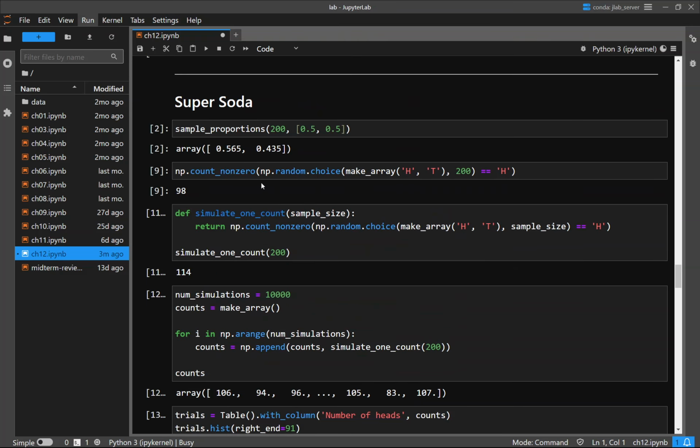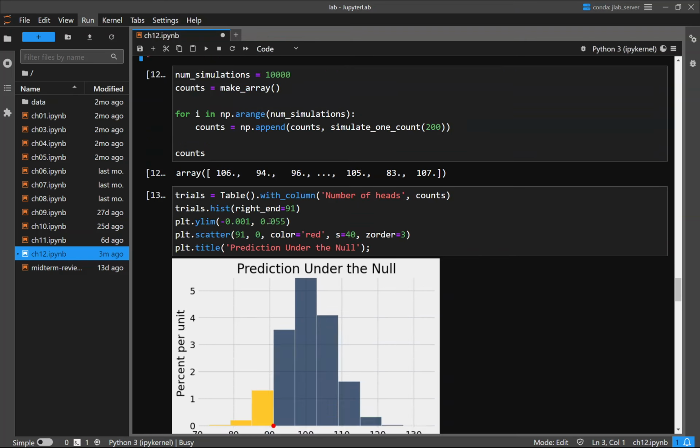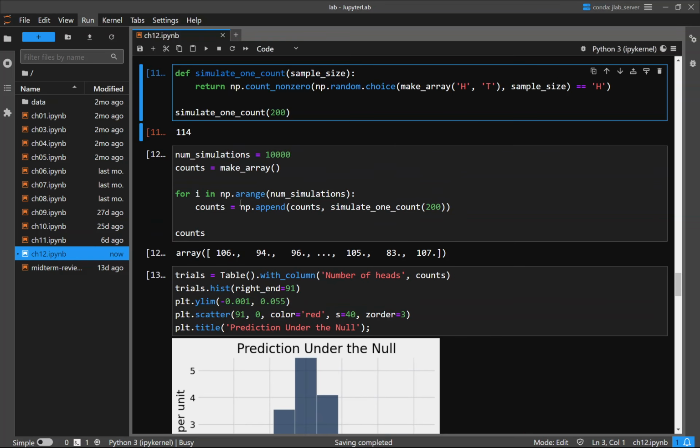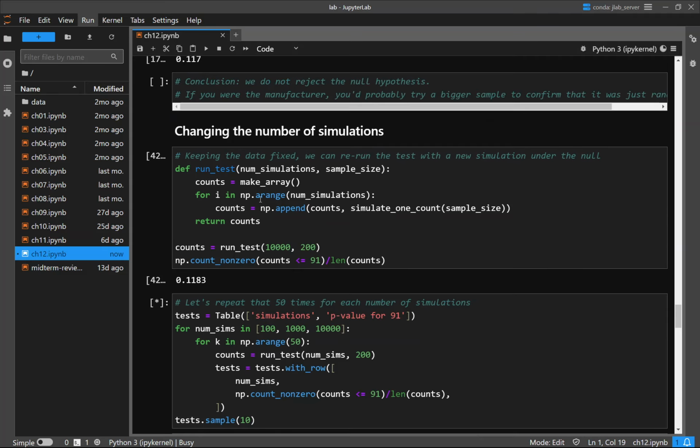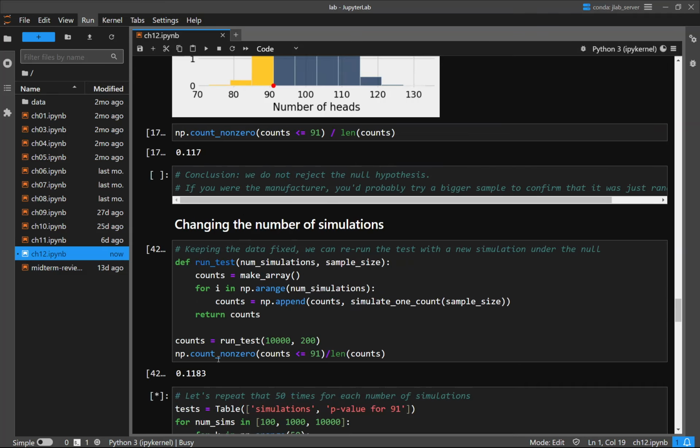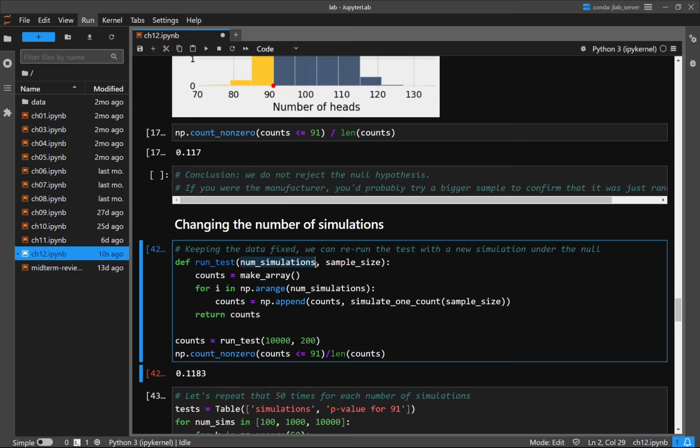This is our super soda simulating one count, where originally we did it 10,000 times, right? We did it 10,000 times and we got some values and we got this p-value that's very close to what we had originally. So here I'm doing the same thing. I'm making a function that does our testing and gives us a p-value based on the number of simulations. Here I gave it originally 10,000 and the sample size was 200, and we did the same kind of p-value calculation. We got a similar p-value, all right?